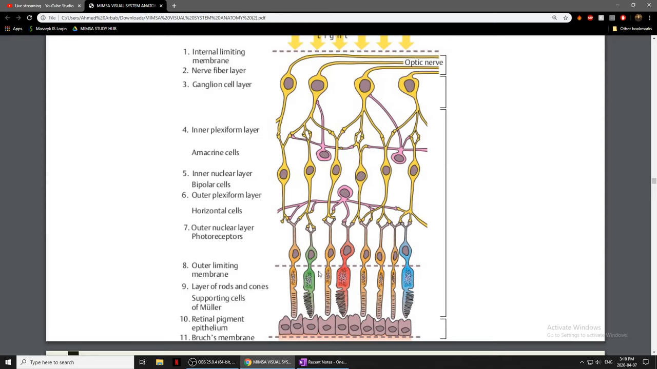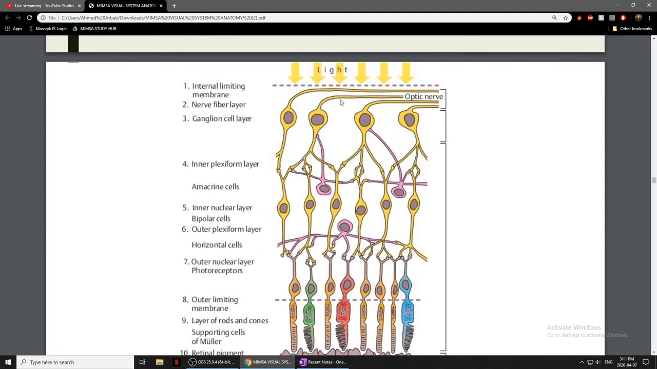Then right above that, so even more deep to that in relation to the eye, is the outer limiting membrane. Outer because the outer part of the eye is down here, right? So outer limiting membrane, outer nuclear layer, which is the cell bodies of these photoreceptors. And then more deep to that is the horizontal cell layer. These horizontal cells are modulating neuronal cells that modulate the neural activity between these neurons, the rod and cone neurons, and also the bipolar cells. So horizontal cells, outer plexiform layer, then inner nuclear layer, which is the bipolar cells, then amacrine cell layer, another modulating layer, inner plexiform layer, ganglion cell layer, nerve fiber layer, and then internal limiting membrane.